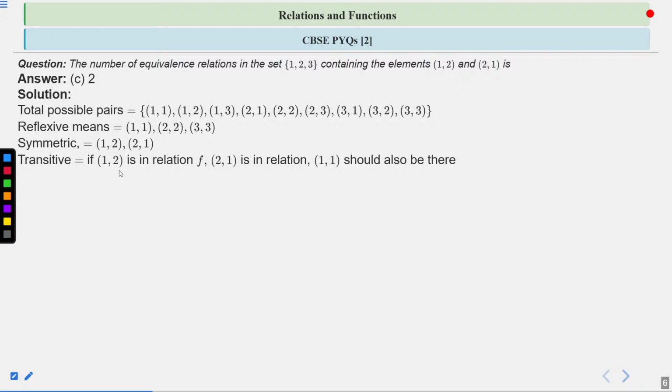and for transitivity, what can be the condition? If (1, 2) is in the relation and (2, 1) is in the relation, then (1, 1) should also be there. And (1, 1) is already there if we define the relation with (1, 1), (2, 2) and (3, 3), right?